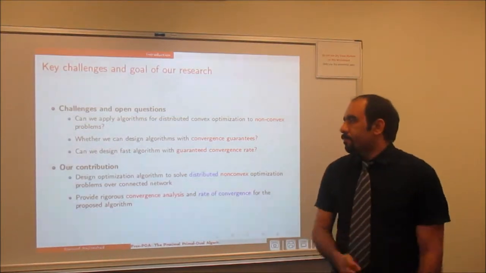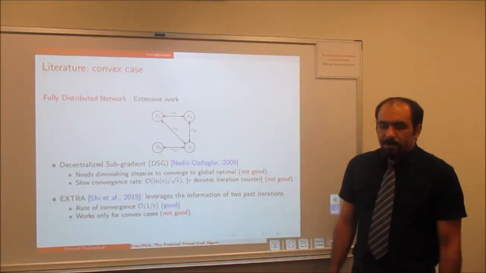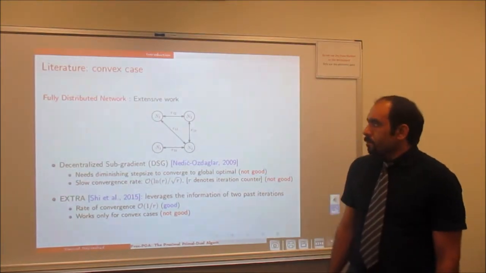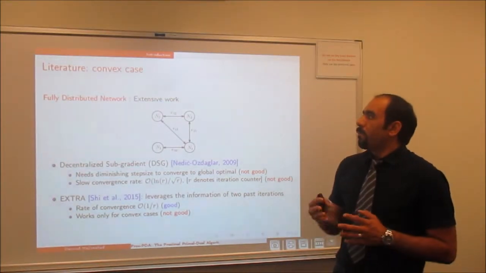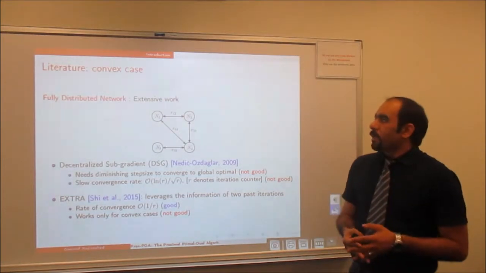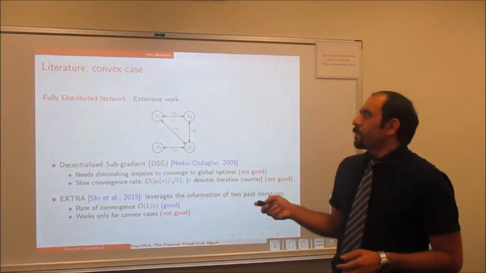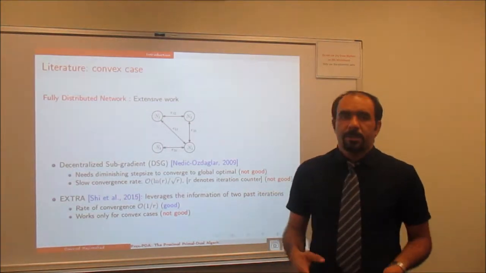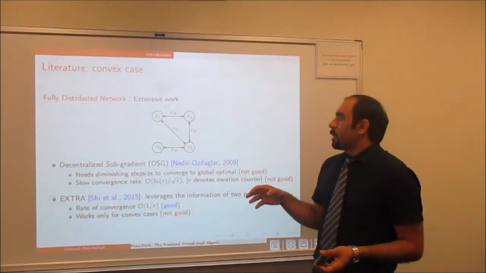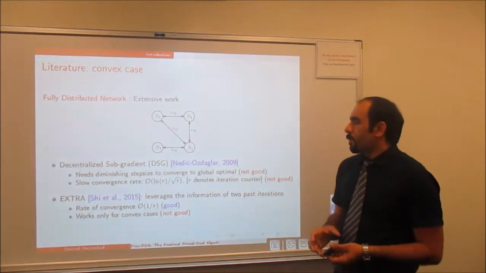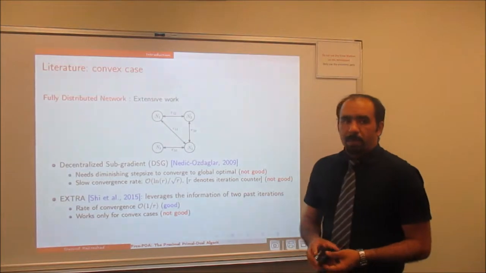proposed algorithm. Okay, so let's briefly review the literature for distributed optimization problem. The literature is split into two parts, in convex cases and in non-convex cases. In convex cases, the literature is very extensive. So for fully distributed network, by fully distributed I mean that the agents in the network are identical. There is no particular node in the network. So the literature is very broad. I just pick a few more relevant works.